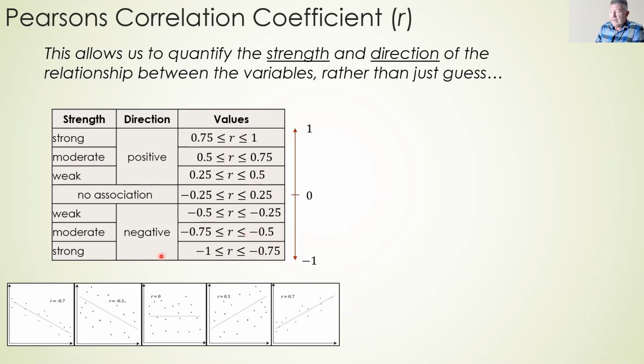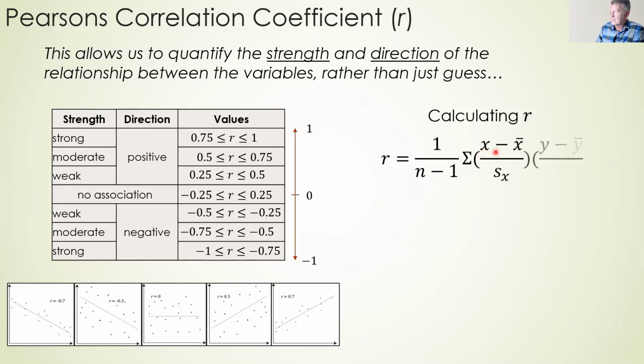Okay, that table's great, but you've got to work out Pearson's correlation coefficient first if you're not given it in the question. So how do we do that? Well, how's this for a formula? R equals 1 over n minus 1 times the sum of each individual x score minus its mean over the standard deviation of x, times each y value minus its mean over sy.